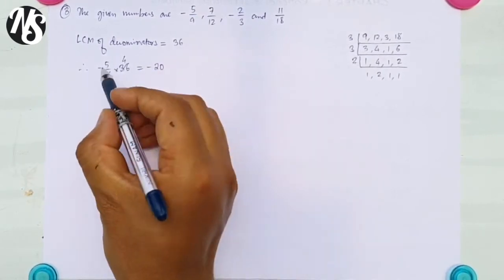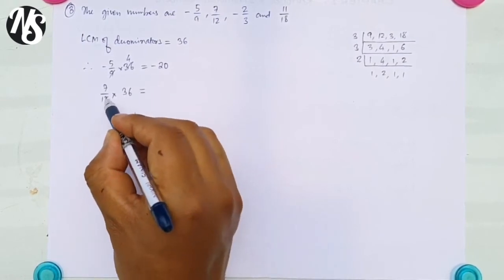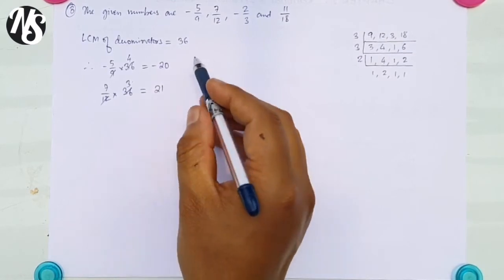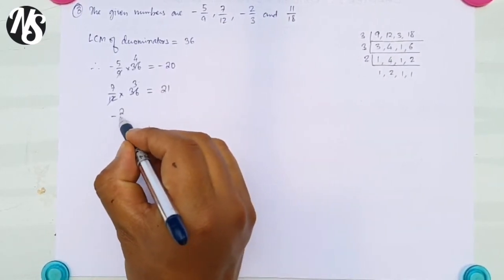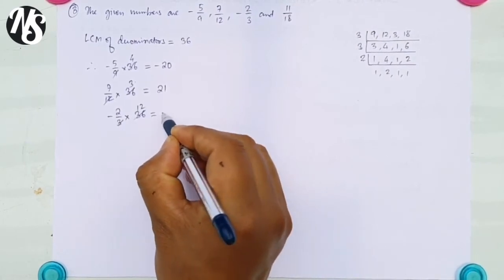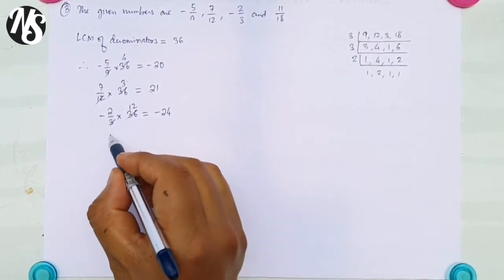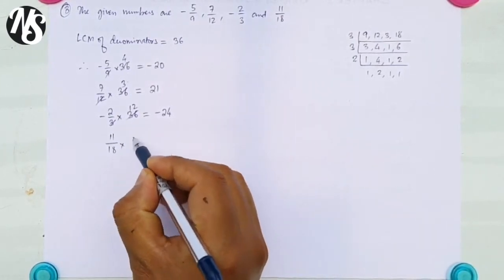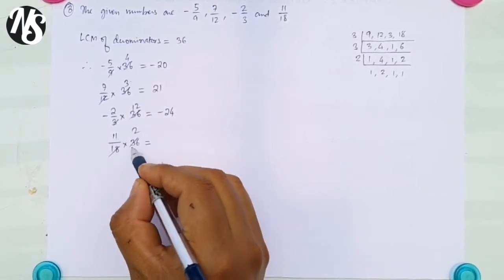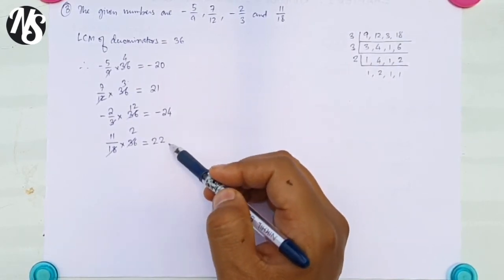Similarly, we have 7 by 12 into the LCM, that is 36. So 7 into 3 is 21. Next is minus 2 by 3 into 36, so this is minus 24. And at last, 11 by 18 into the LCM, that is 36. So how much is this? This is 11 into 2 is 22. So we got these numbers, isn't it?